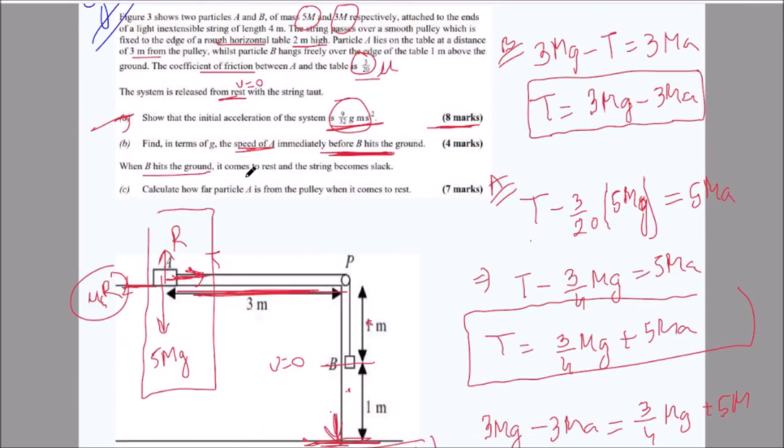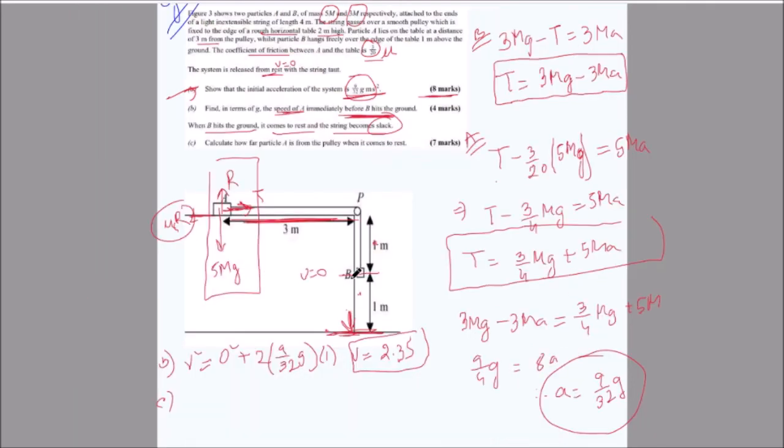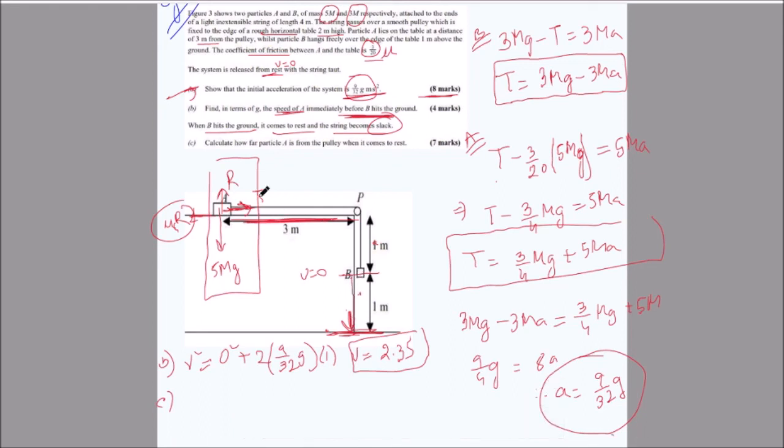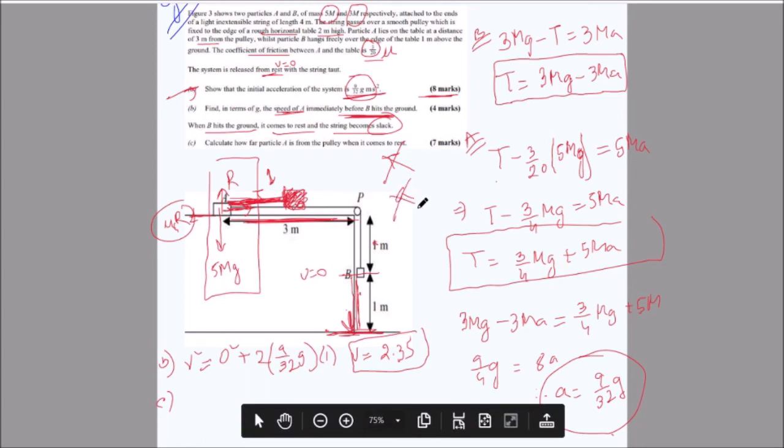When B hits the ground, it comes to rest and the string becomes slack. I have already discussed the concept in the last lecture. If both the particles are moving, the string will be tight, there will be tension, and this acceleration will be applicable. But the moment one of the particles stops moving, for example B going downward, by the time B has moved 1 meter down, A has already covered 1 meter towards the right. So A is here just when B hits the ground. When B hits the ground and stops moving, the string becomes loose and tension is no longer there, so the previous acceleration is not applicable anymore.